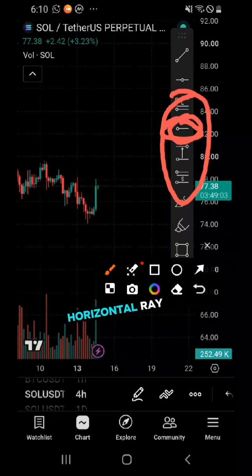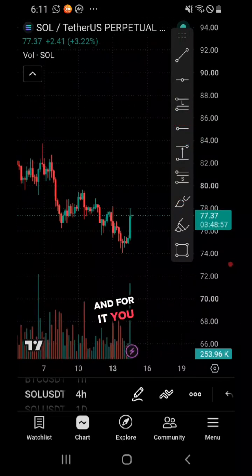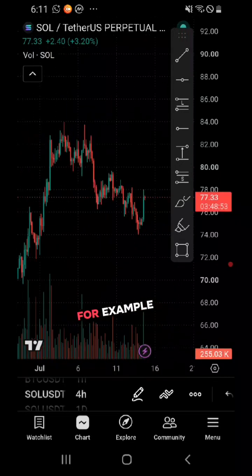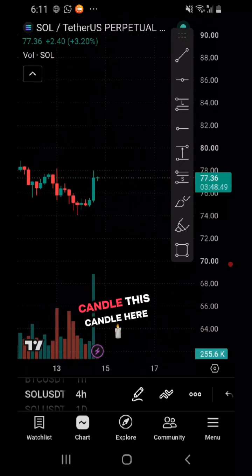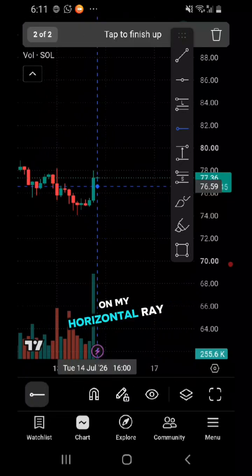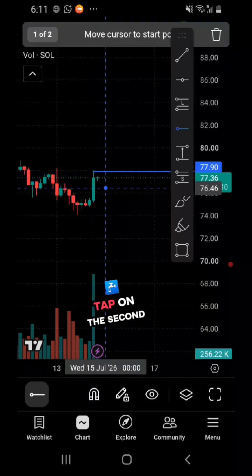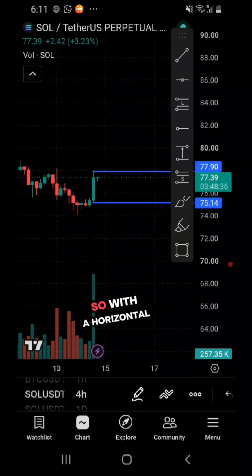The horizontal ray. It is half of the horizontal line, and you can use it if you want to monitor the market range closely. For example, let me say I want to monitor the range of this current candle here. I'm going to tap on my horizontal ray, bring that dot to the top of that candle, tap on the second one, bring it to the low of that candle. So with the horizontal ray, there is a range you want to monitor.